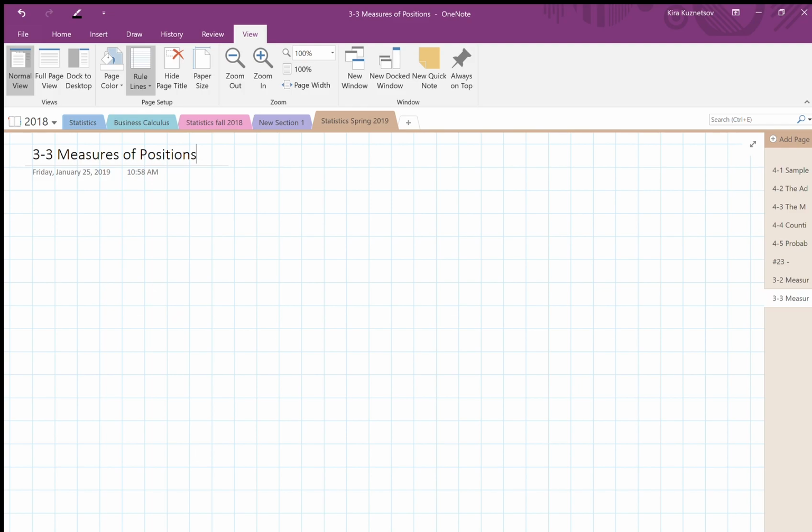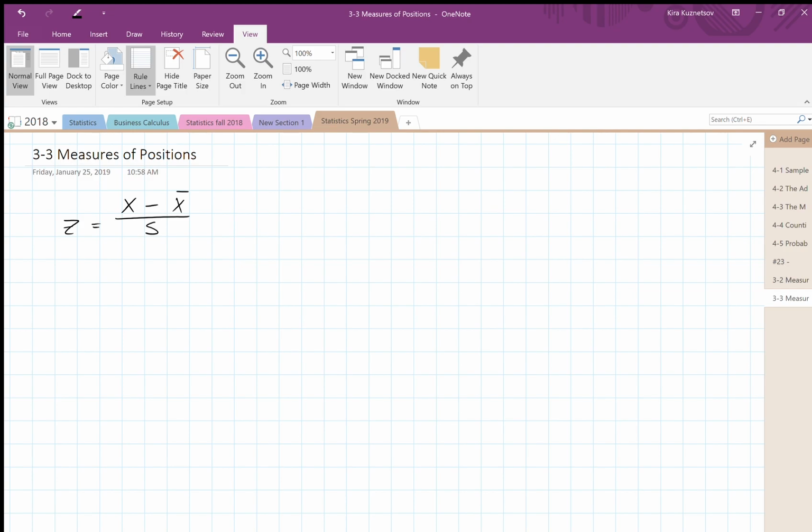This is a lecture on 3-3, measures of position. So the first thing that we want to talk about is the z-score. A z-score has a formula. It is measured by taking a value that you are interested in analyzing, subtracting from it the sample mean, and dividing by the standard deviation.